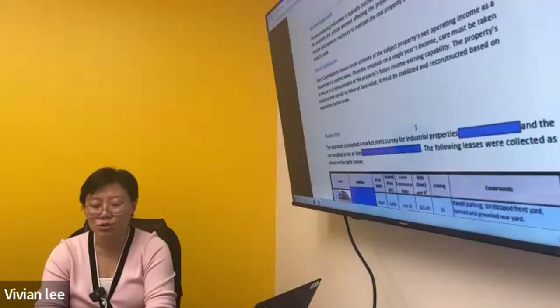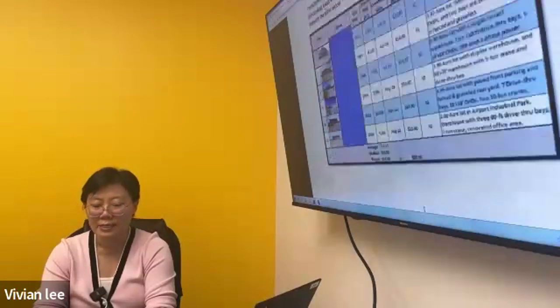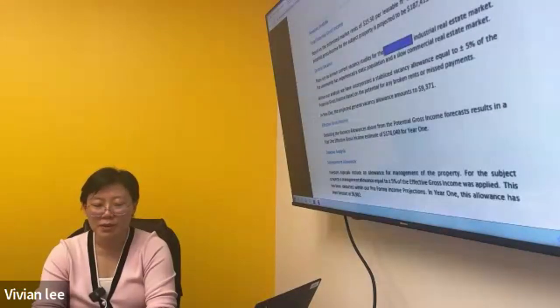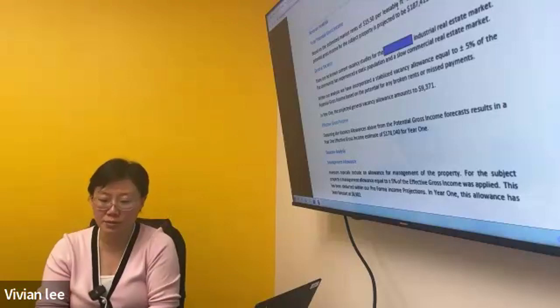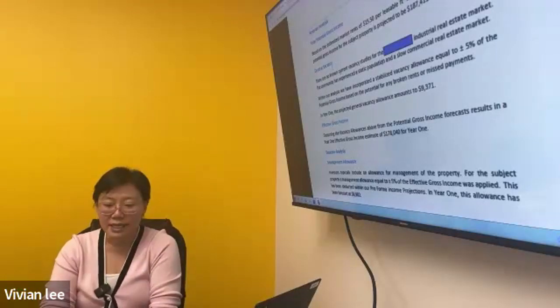And here's the income approach. We need to look at the rents, all these different buildings that were rented out for this square footage price, and then you take an average rent. It says based off the market rent analysis, $15.50 per leasable square foot, assuming full occupancy. You can rent it out for this much money. And if you have a vacancy, you have to factor that into your gross rent.